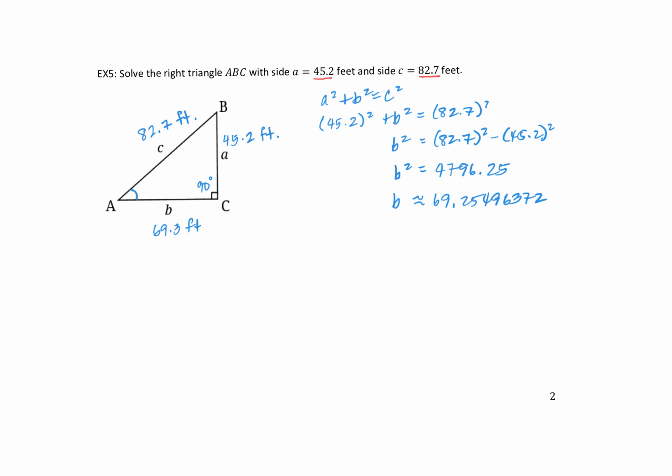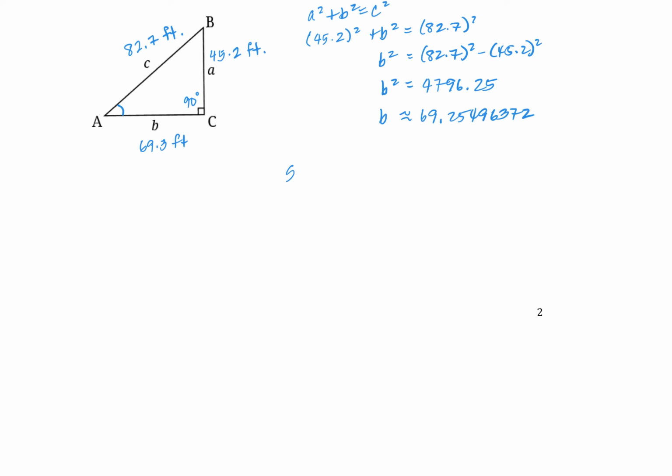So if I'm going to use, let's say, side A and side C, because those are values that were given to me, so I know they're correct, then maybe I can look at angle A. So angle A with respect to side A, that would be the side opposite, and C would be hypotenuse. So I have opposite hypotenuse. This would give me sine of A equal to 45.2, the opposite over the hypotenuse. And that would be your 82.7.